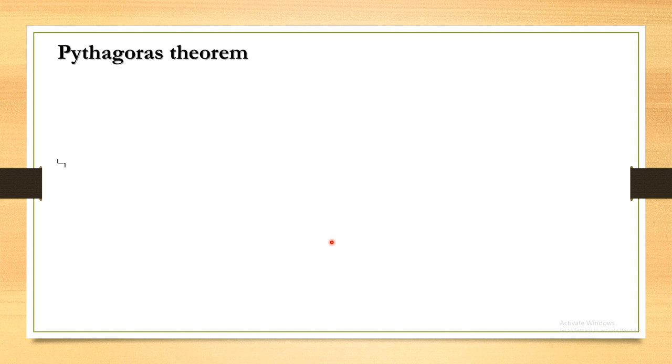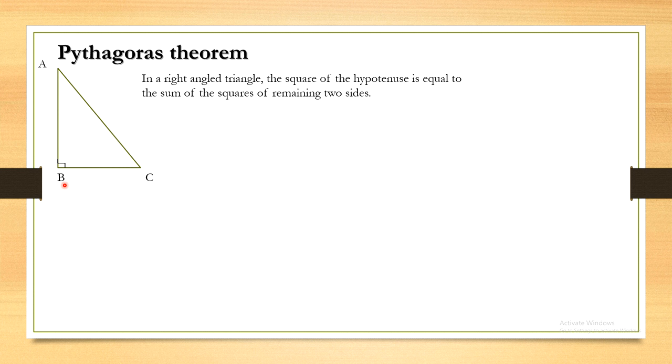In this chapter, first recall the Pythagoras theorem. This Pythagoras theorem is applied to only right angle triangles. Suppose that triangle ABC is a right angle triangle, angle B is 90 degrees. Then we can say that the square of the hypotenuse, that is AC square, is equal to the sum of the squares of the remaining two sides. That means AC square is equal to AB square plus BC square. This is called Pythagoras theorem.